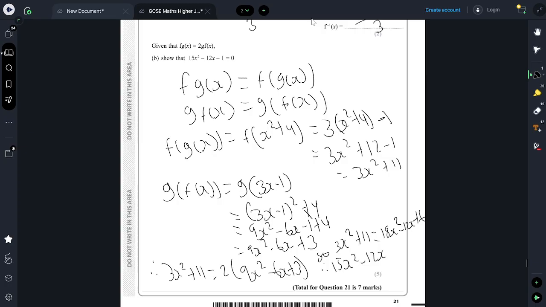So where have we gone wrong here? Oh no, it's plus 1. Sorry, plus 1 here. Yeah, so that would be plus 5. My apologies. So that would be 2 of 9x squared minus 6x plus 5, not plus 3. So that'll go to plus 10, not plus 6.